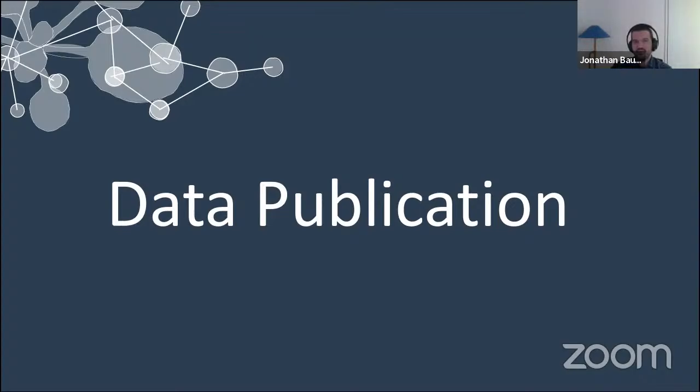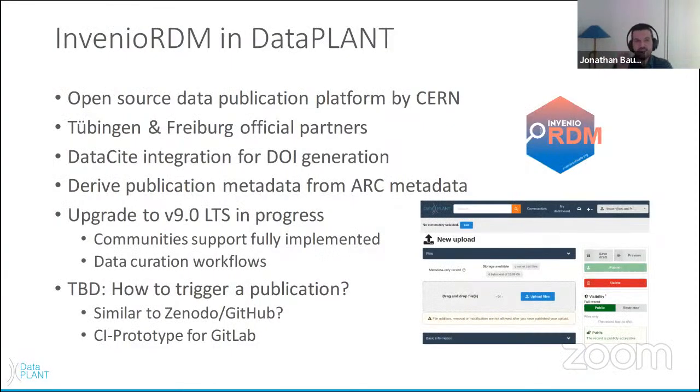So another important part is the data publication. So here we are using InvenioRDM, or we're planning to use it in the coming days, actually, which is an open source data publication platform made by CERN. In the context of the project, we aimed to be official partners. So as well, Freiburg and Tübingen are both official partners of the project, which is nice to be involved in the internal meetings and also to give feedback and be more in the loop of the development process.